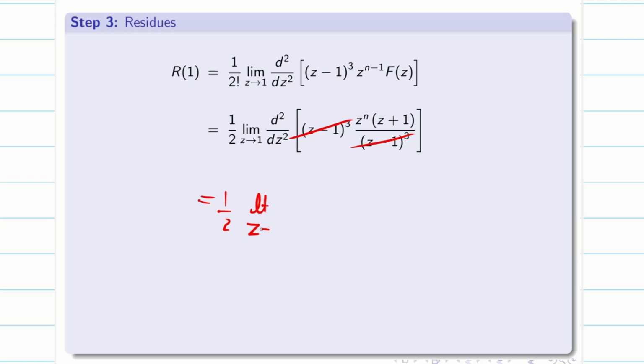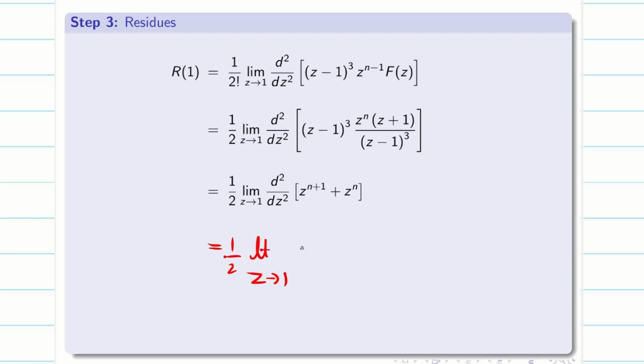1 by 2 limit z tends to 1, d square by dz square. Now multiply this z power n into (z plus 1), because if you keep it as it is, then differentiation will be a little tougher. We have to do the UV rule. So z power n into z is z power n plus 1, plus z power n. Now it is going to be very easy.